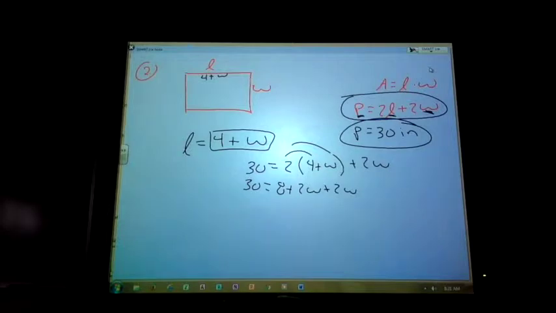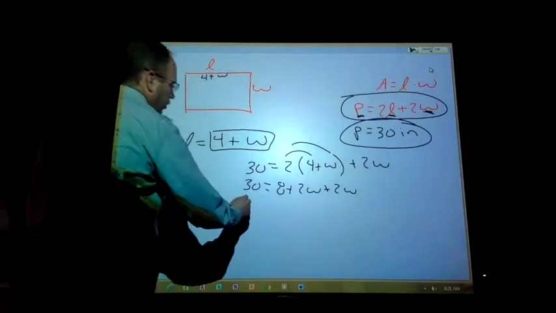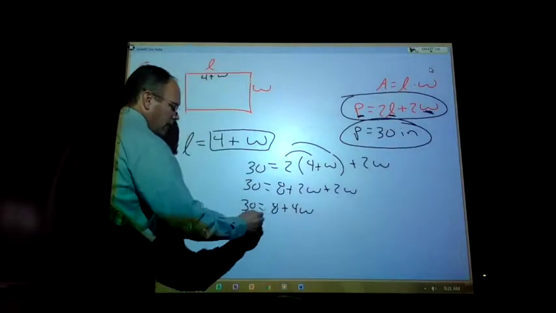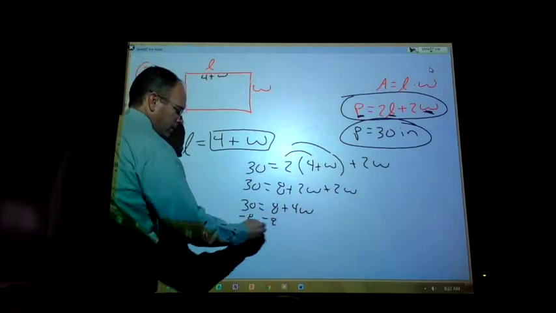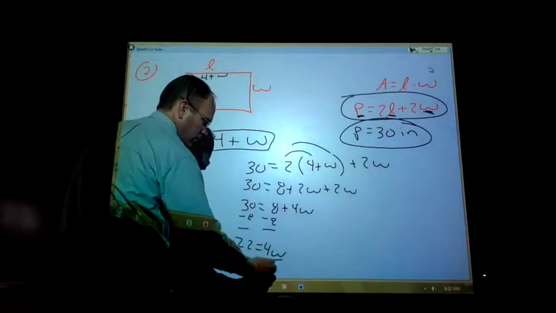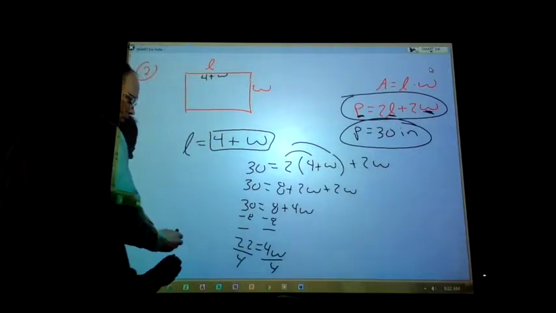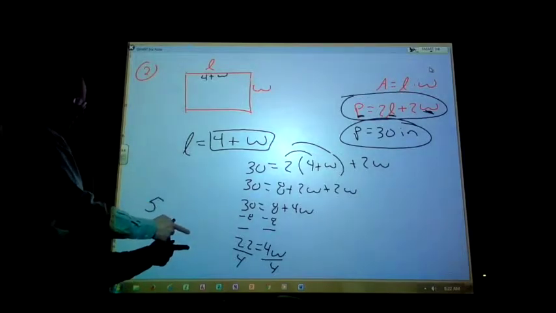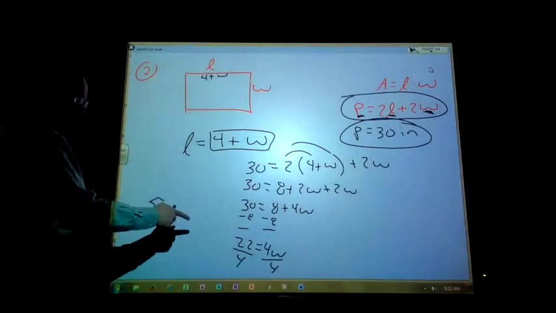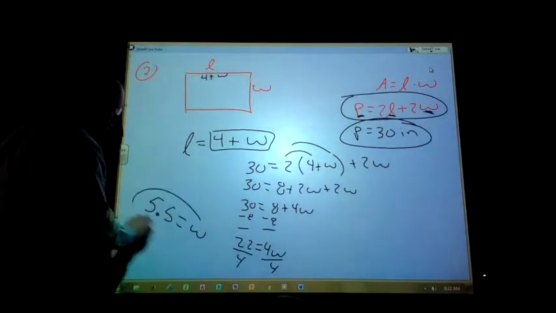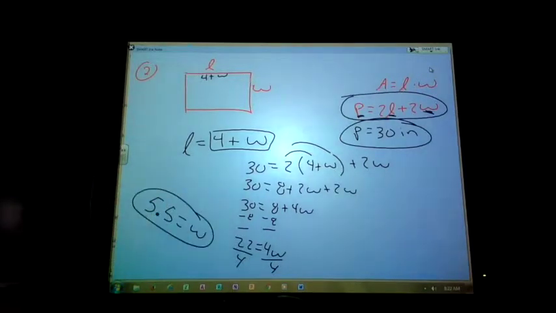And then I have some like terms, so 2W and 2W. So I have 30 is equal to 8 plus 4W. Subtract 8. Is that 22? So that becomes 5 and 1/2, so that's 5.5. So my width is 5.5. Can I have a width that is a decimal?